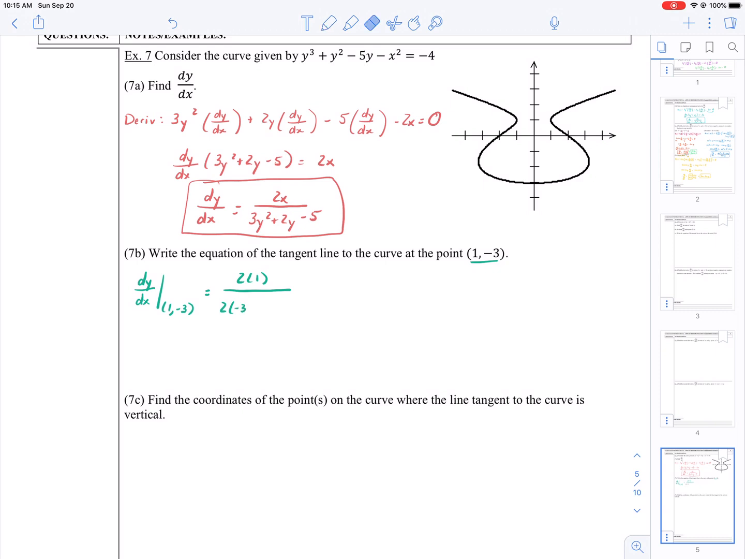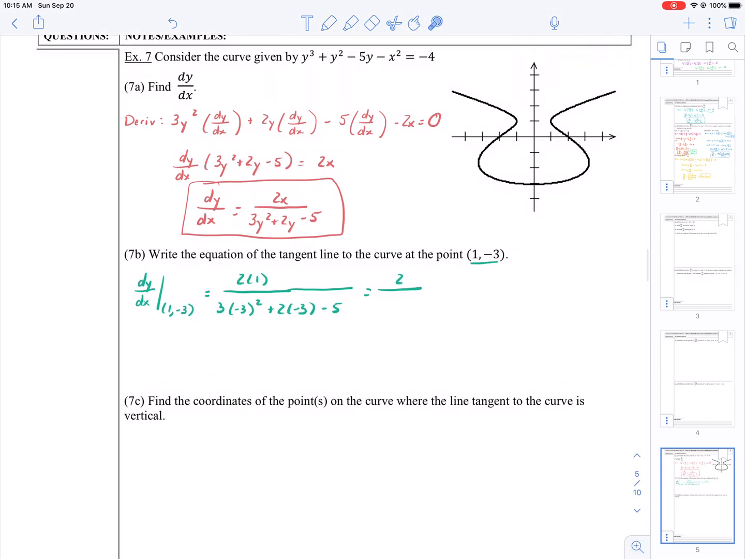Oh, I wrote the wrong thing down. I'm going to plug in a -3 everywhere I see a y. So plus 2 times -3, then minus 5. Then I just need to do a little bit of simplification. So of course the top is 2. The denominator, this is going to be 27, then minus 6, minus 5. I just went a little quick there. So that should be 16. 27 minus 11. So that does reduce to 1/8.